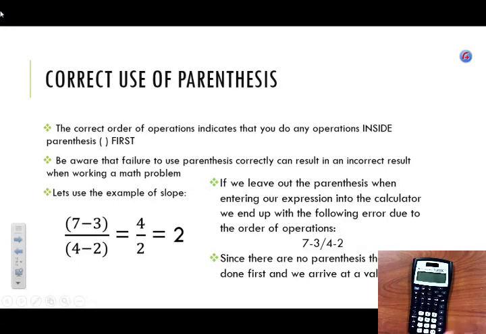But do make sure that you close your parentheses. If you open one up, make sure that you close them. So that's how you use your negative key, your subtract key, and your parentheses keys.